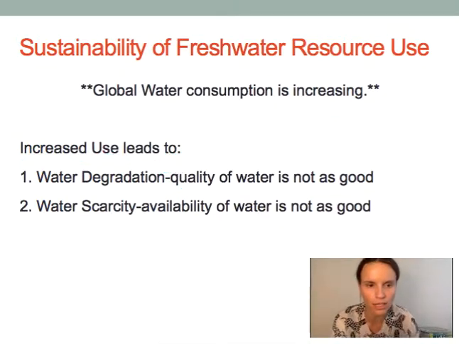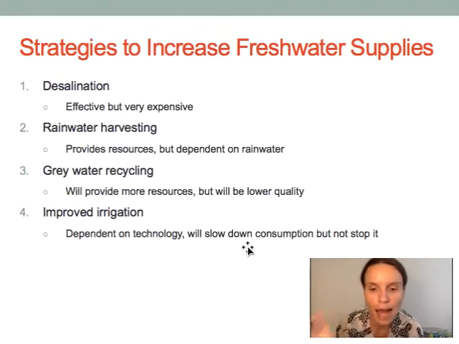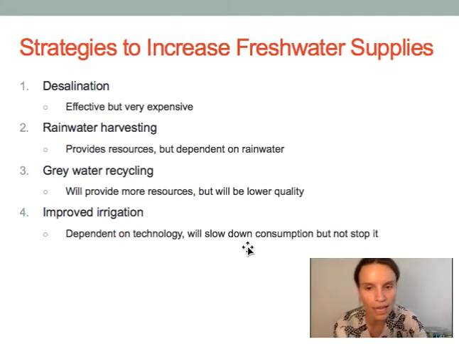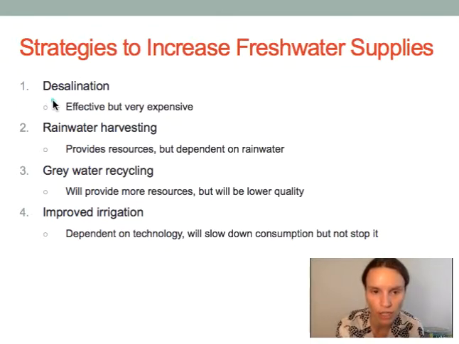So let's look a little bit at how we can try to increase our fresh water supplies. Because I really can't state enough the importance of this as an environmental problem in your lifetime. This is something that your generation is going to be faced with in a very real way. And so there are 4 main strategies that people look at now to try to increase freshwater supplies.